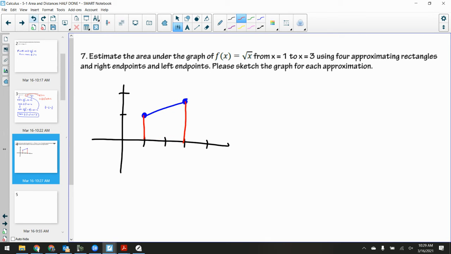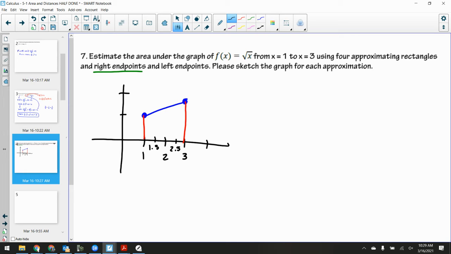To do that, I'm going to use left side approximation, right side approximation. What did I say I'm going to use? Right or left? Right. All right, so here, this is 1, this is 2, this is 3. So that makes this 1.5 and 2.5. How many rectangles did I say?